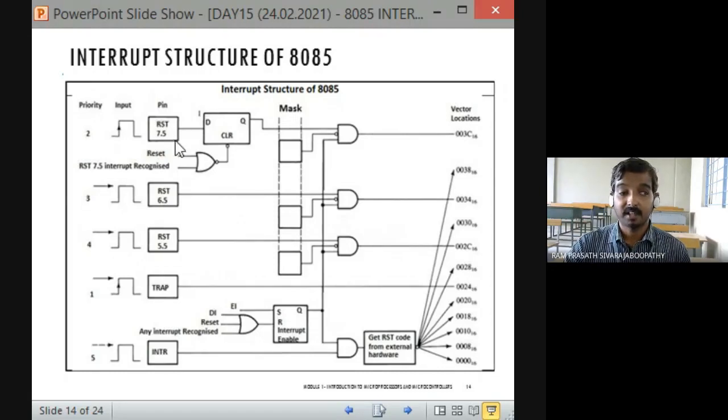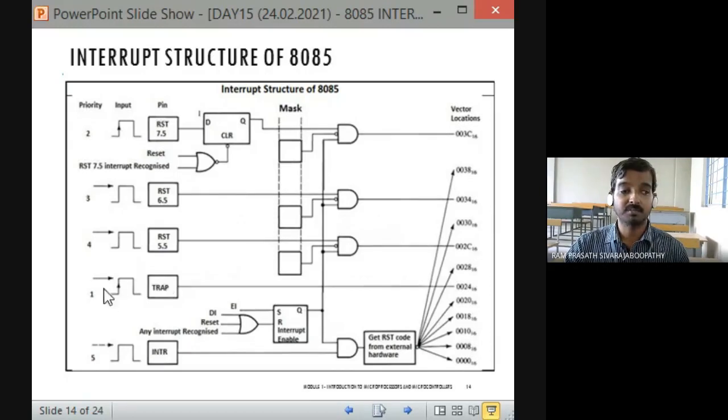See, as RST 7.5 is edge sensitive, we are having a flip-flop. But we don't have a flip-flop here in trap because we no need to store the interrupt request in the case of trap as it is the high priority interrupt. Whenever trap occurs, it has to be serviced, correct? So that's the reason. Fine.